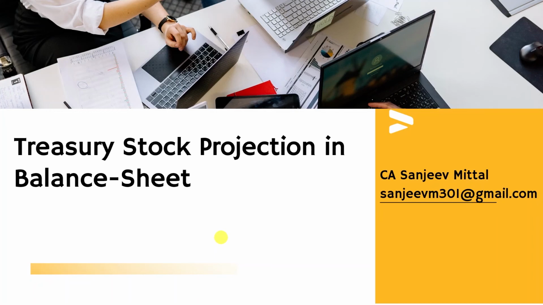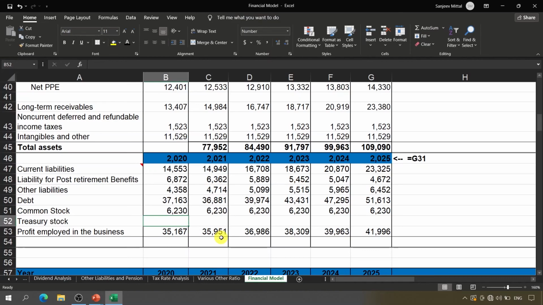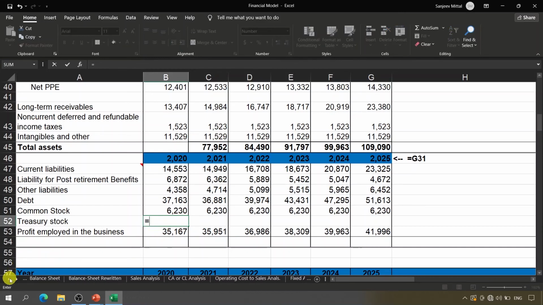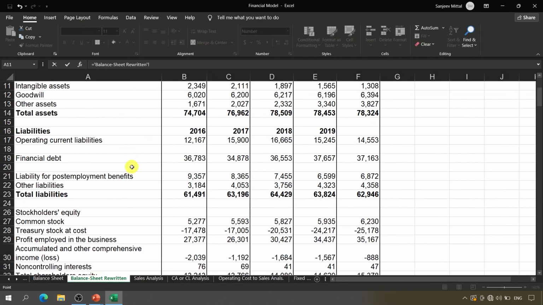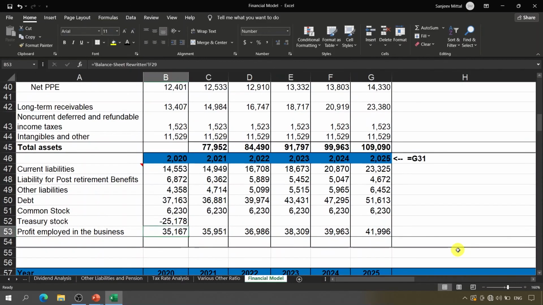Let's try to project our treasury stock inside our balance sheet. For that purpose, we shall go to our balance sheet, and in the year 2020, you can simply see the treasury stock cell here. Inside this cell, we shall just go to our re-return balance sheet, as you know, and inside the re-return balance sheet, we know that our treasury stock at cost is being shown as negative 25,178.